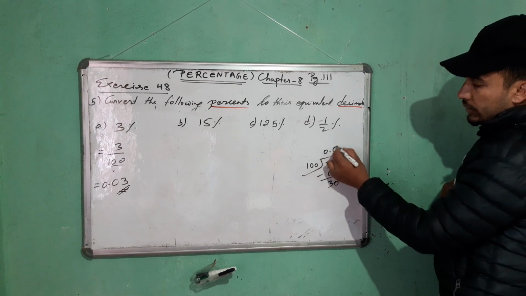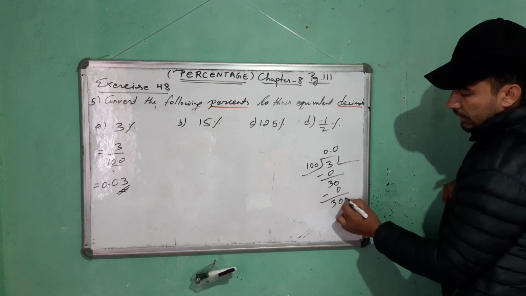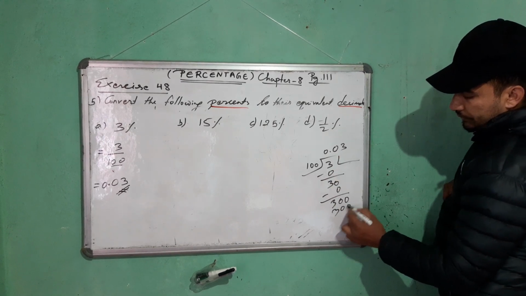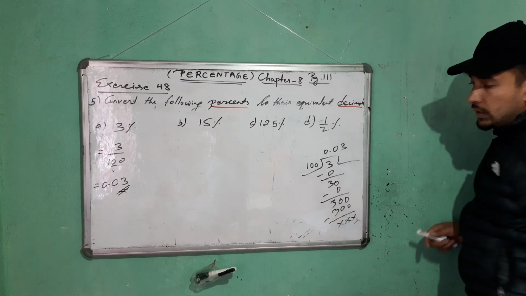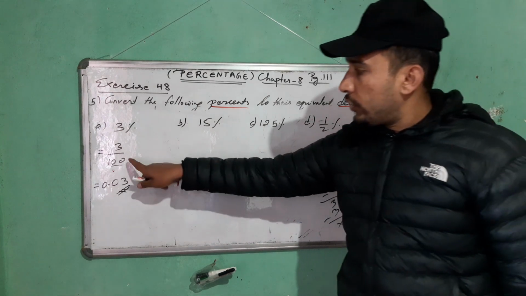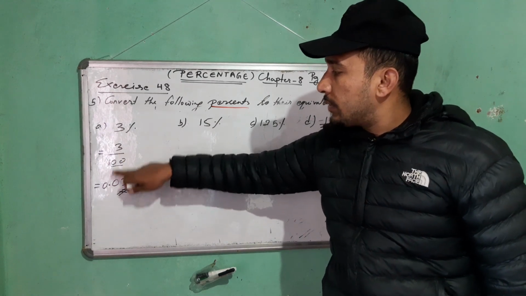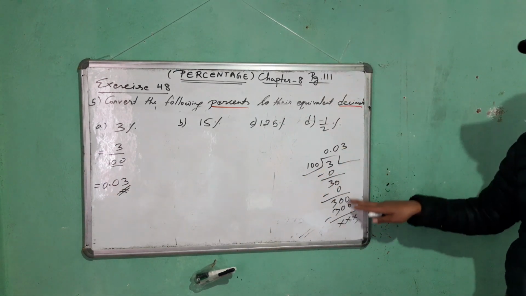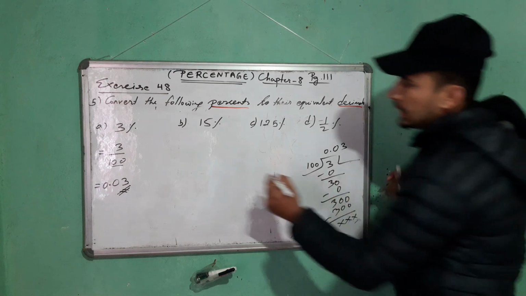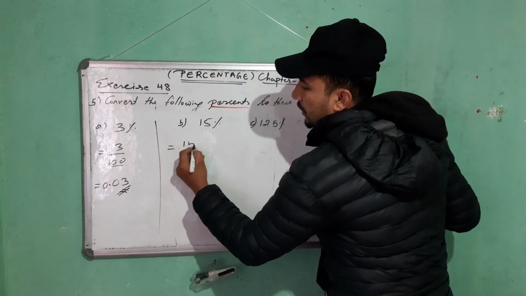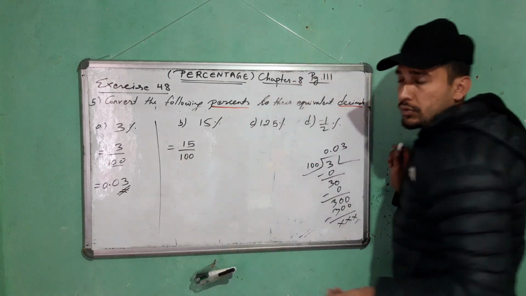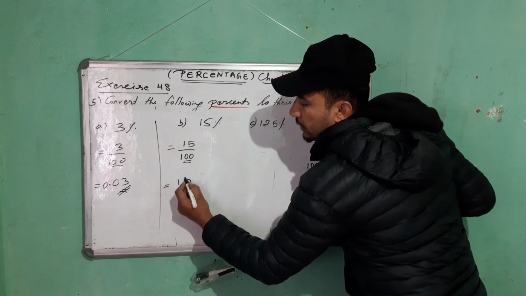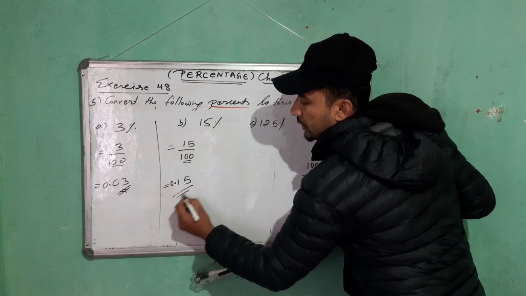Otherwise you can divide: 100 zeros are 0, 3, put 0 here and put the point. Again you cannot divide, 100 zeros are 0, subtract, 30, again you put 0, so 100 3s are 300. So 0.03. If you are confused with this decimal system of division, you can follow the normal division method also. Next you have 15%, so 15 upon 100. Here you have 2 zeros and 2 digits, so simply put the point in front of 2 digits. This is your answer.